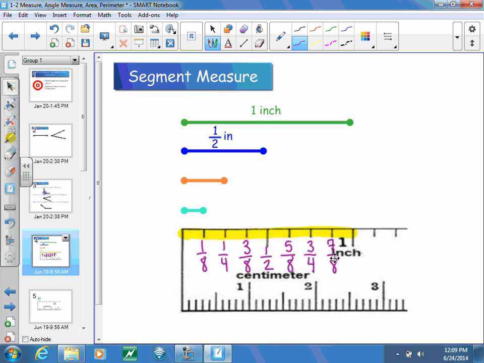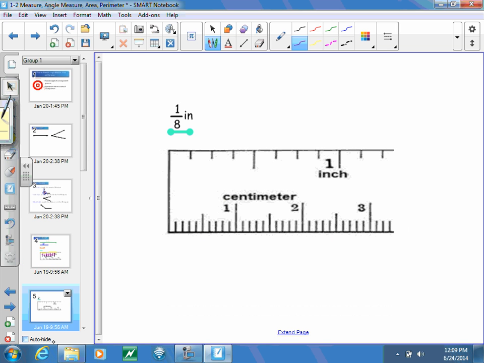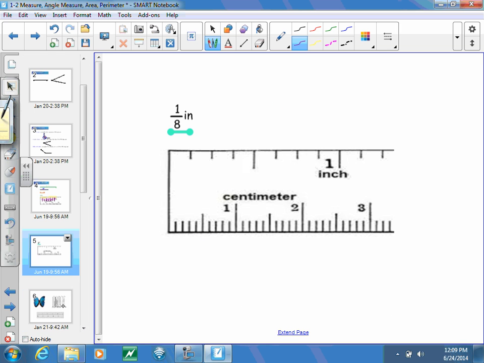Some rulers are broken down even further. They're going down to 16ths. Sometimes they're even broken up into 32nds. Just depends on how precise your ruler actually is. So everything's based off of really that 1/8 of an inch.